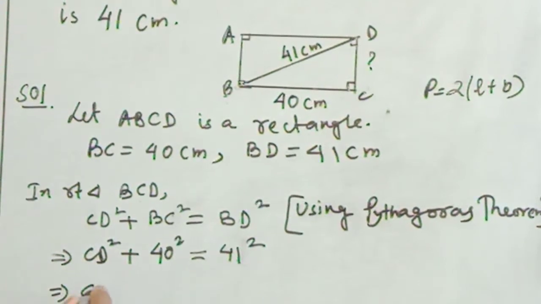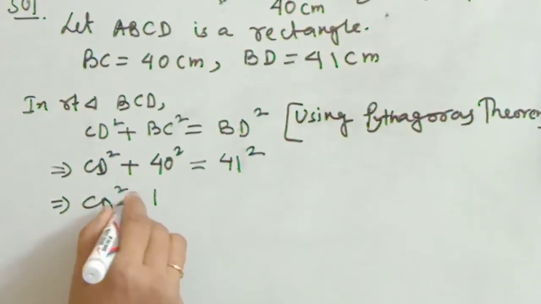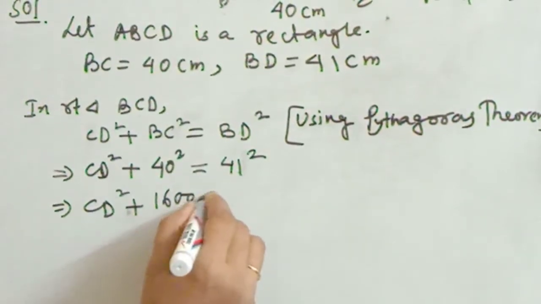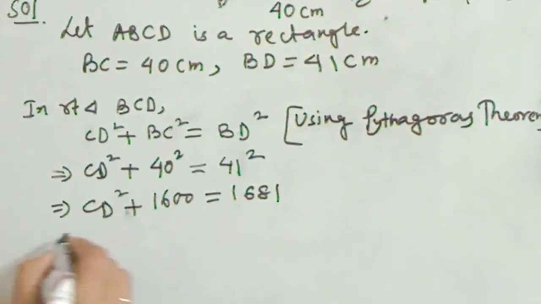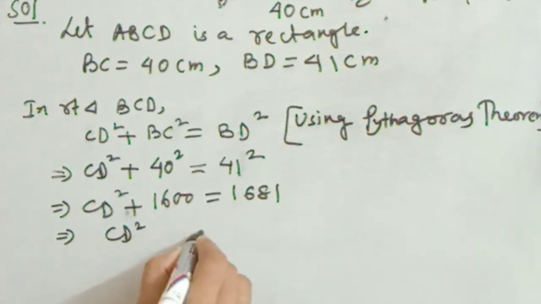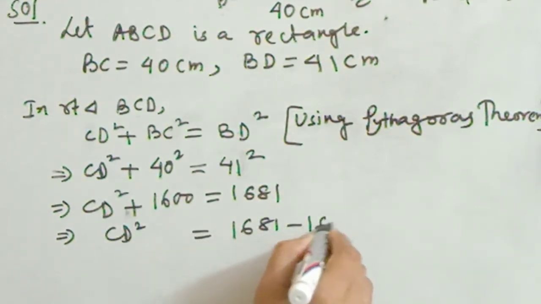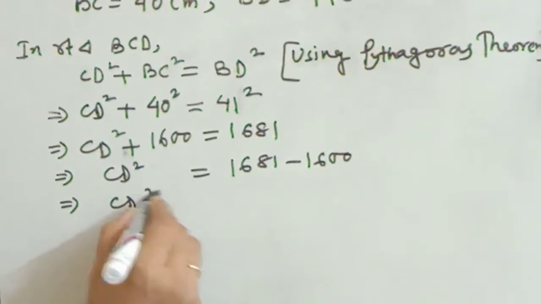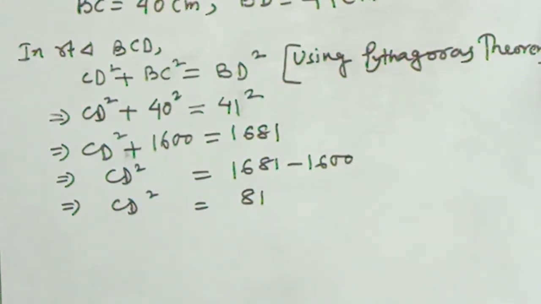Now CD square is equal to CD square plus 1600 is equal to 41 square, 1681. To find the value of CD square, use the transposing method. 1681 minus 1600. So CD square is equal to, if you subtract, you will get 81.